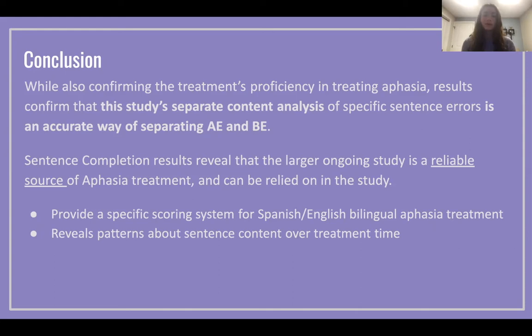Because patients were being treated for their aphasia and not for their English proficiency, it would be expected that aphasia errors decrease over time. However, because their Spanish and English abilities are remaining the same, the bilingual errors should be remaining stable.